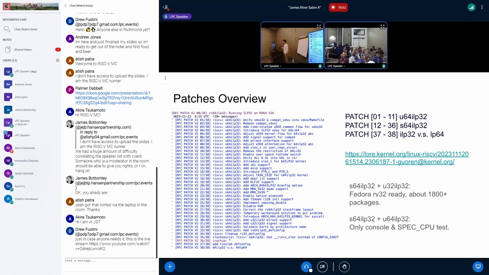We don't produce any 32 ISA hardware. That's why we do this job. We have finished Fedora RV32 because we implement the compat mode. But for the kernel side, for M mode and S mode, we still keep the 64-bit ISA.